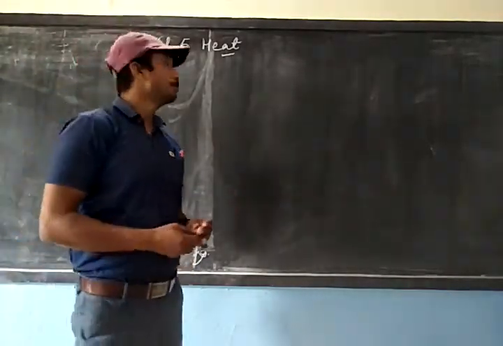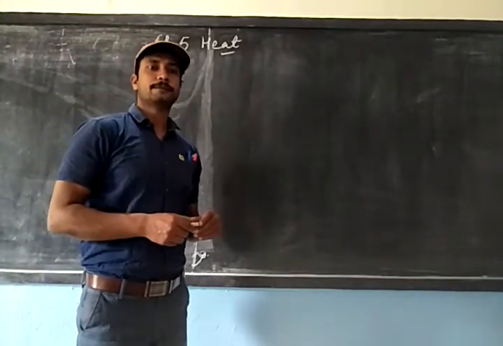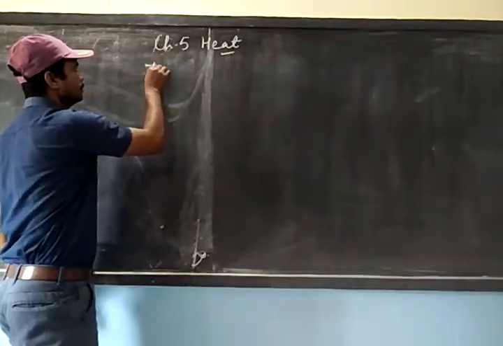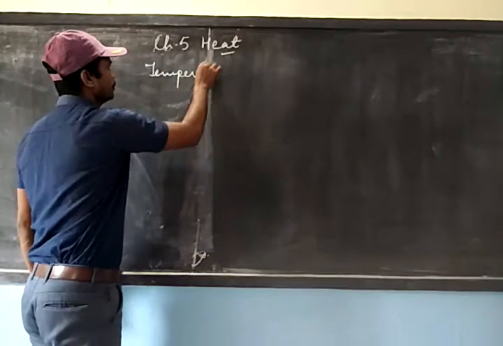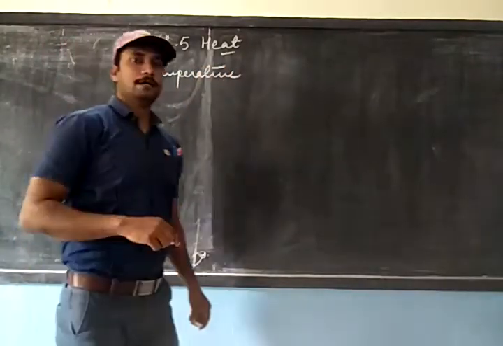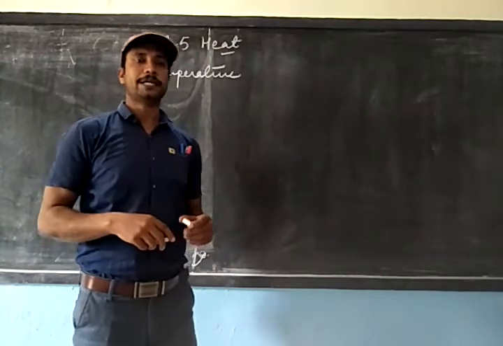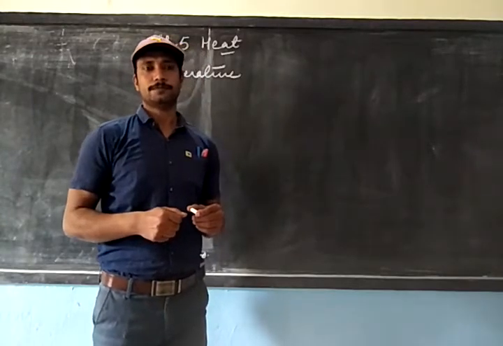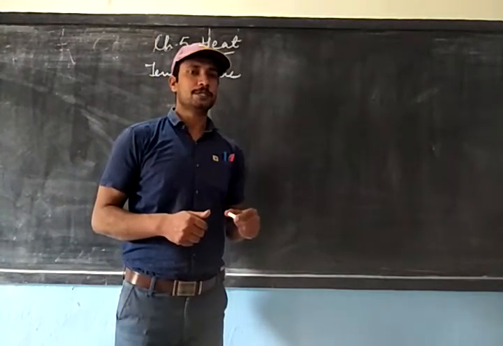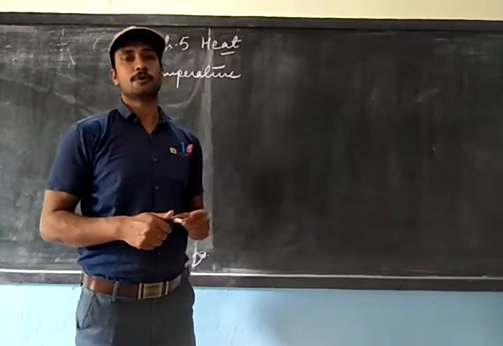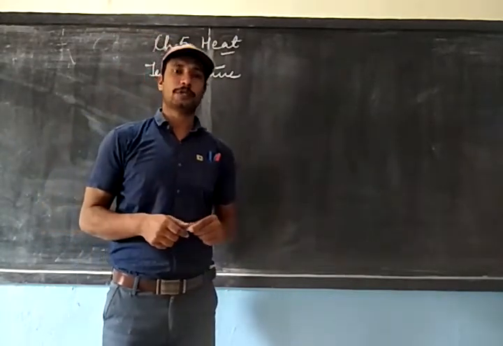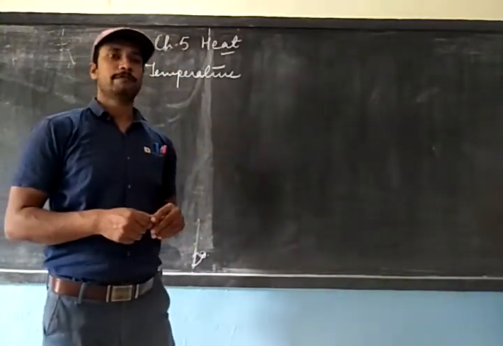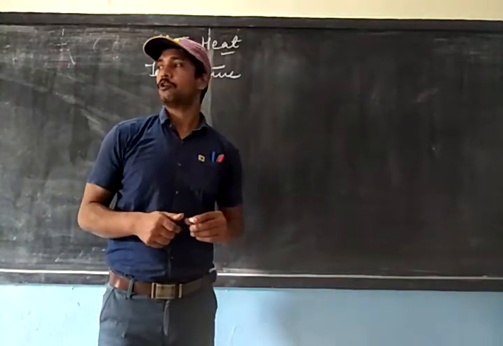Good morning, students. Today we will start a new topic in chapter 5, Heat, which is temperature. Temperature, as you know, is the measurement of the degree of hotness or coldness of a body. That means when you touch any object, you find the object appears hot or sometimes cold. So this appearance of hotness or coldness can be determined in terms of its temperature, which measures the degree of hotness or coldness of a body.